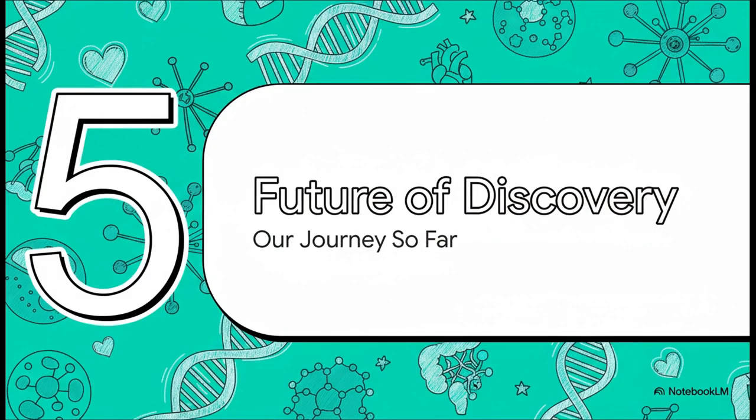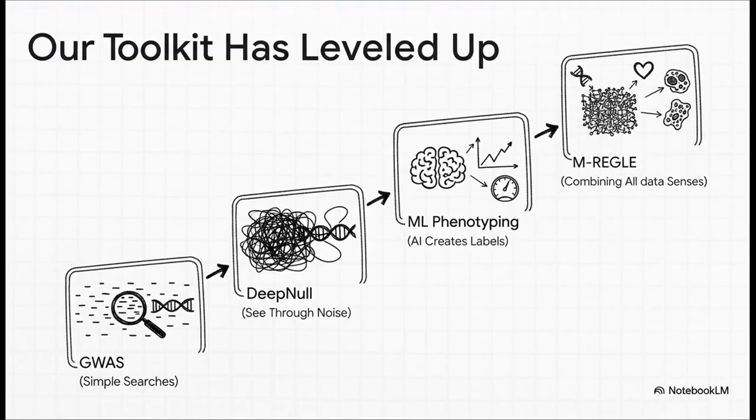So what a journey, right? We've basically watched the scientific toolkit for understanding our DNA level up again and again, with each new idea building on the one before it. I mean, think about it. We went from those early, simple searches with GWAS to getting a whole lot smarter about seeing through the biological noise with DeepNull. Then we took a huge leap and let the AI create its own, much better labels. And finally, we taught it to combine all its senses with MRGLE. Every single step has peeled back another layer of the onion, getting us closer to the real biology underneath.